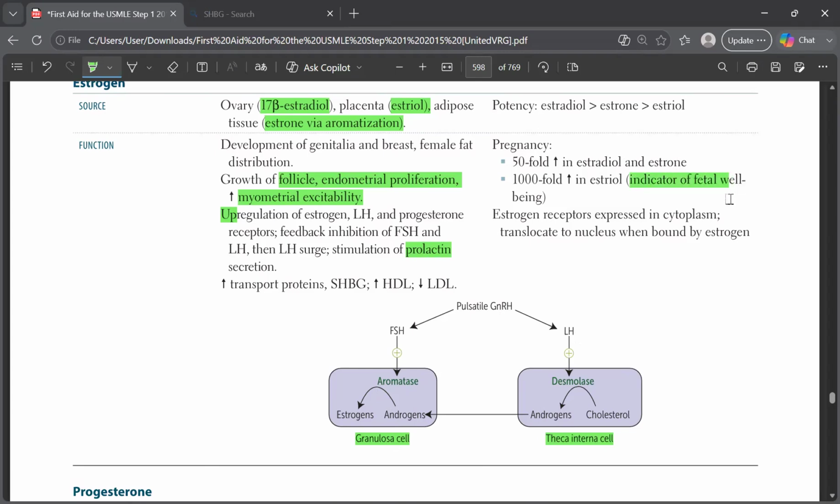Estrogen receptors are expressed in the cytoplasm and they translocate to the nucleus when bound by estrogen. So they have intracytoplasmic receptors that translocate to the nucleus when bound by estrogen.